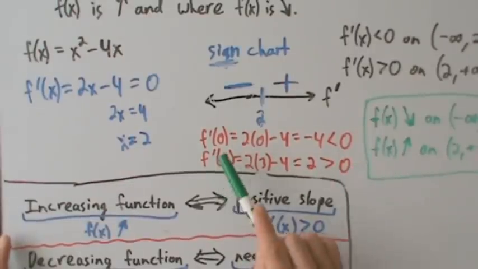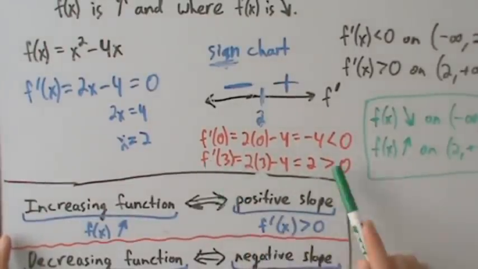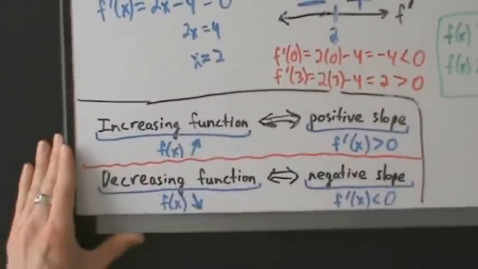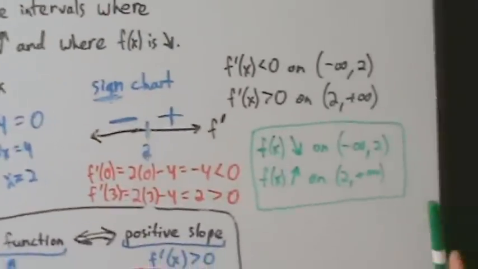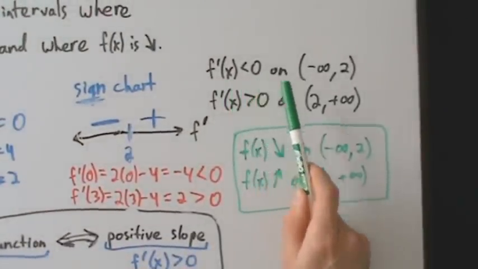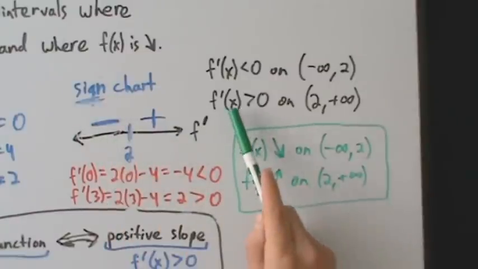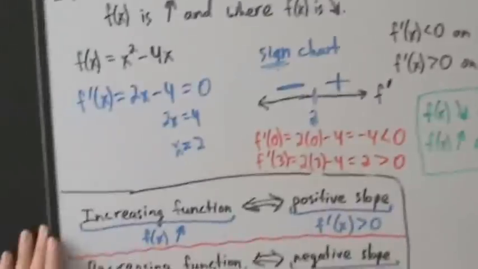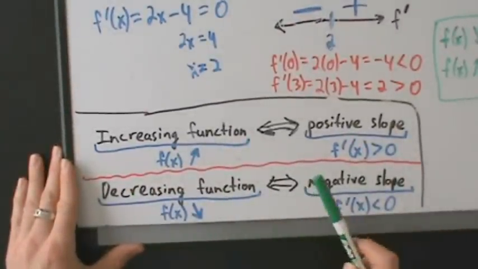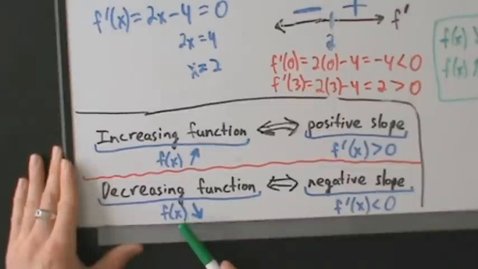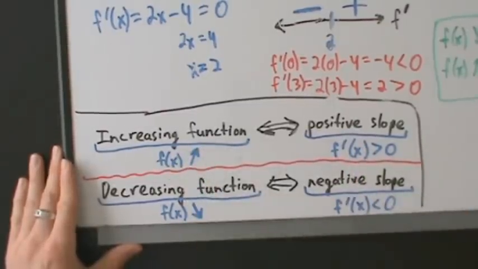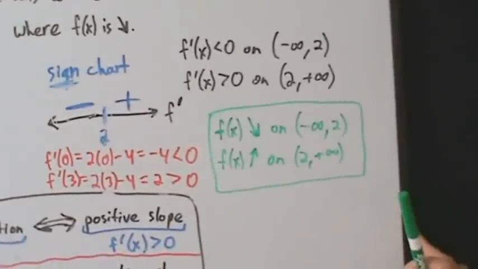Okay, so f prime of 0 is negative, f prime of 3 is positive, so that's how we got these here. And then we use this to say, first of all, f prime of x is less than 0 on negative infinity to 2. That's what we found out here. And f prime of x is greater than 0 on 2 to infinity. That's what we found out here. So since the derivative is negative on that interval, f of x is decreasing on that interval. And since the derivative is positive on that other interval, the function is increasing on that other interval. So that pretty much wraps up this example.